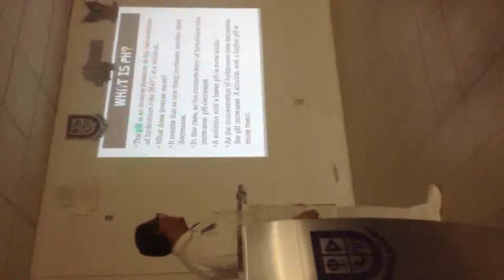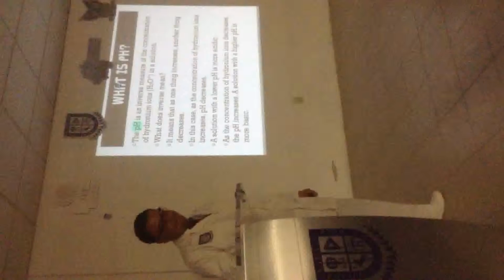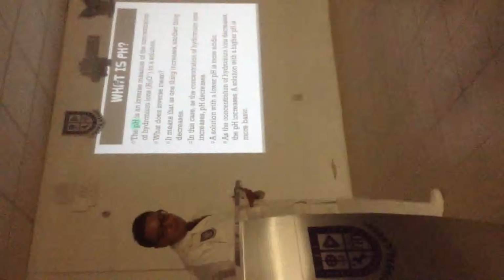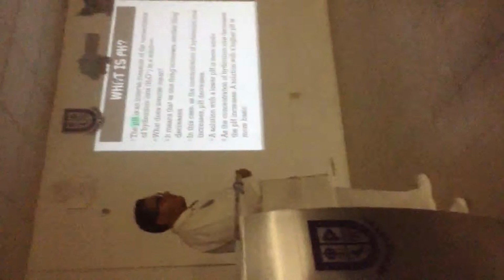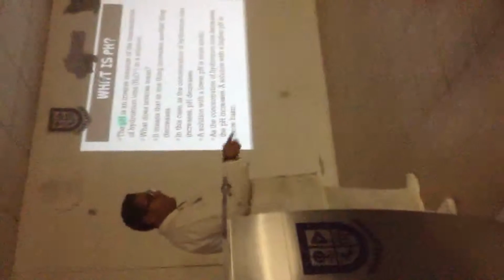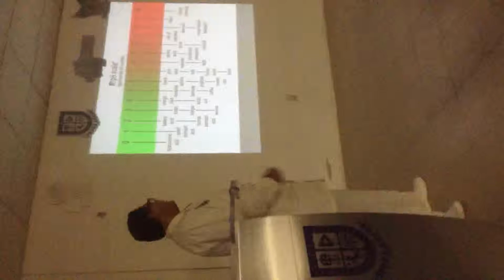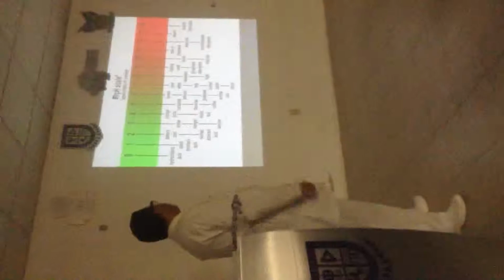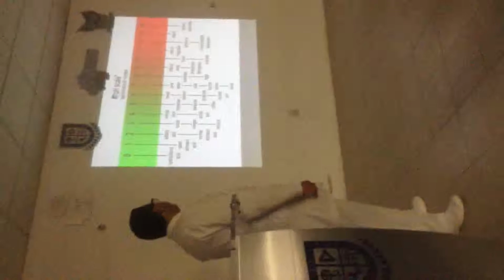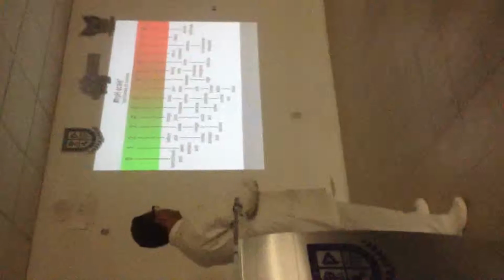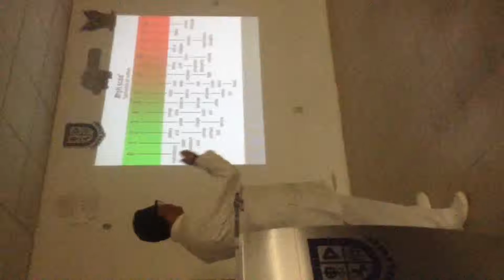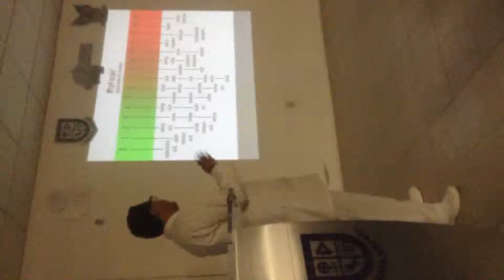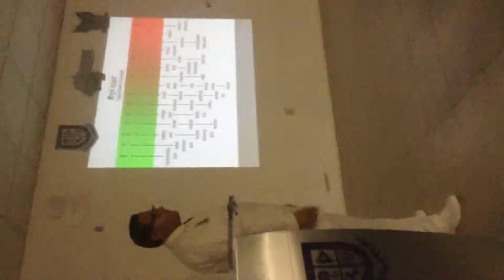Well, some examples for a pH scale: hydrochloric acid and sodium hydroxide. A neutral position at level 7 is pure water. Is that okay?